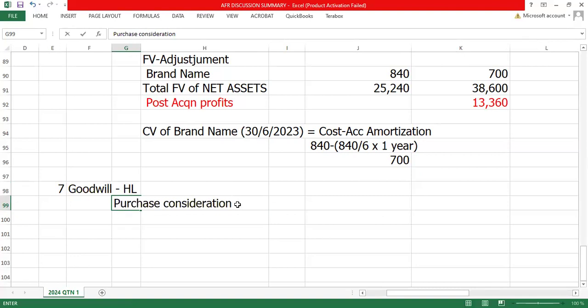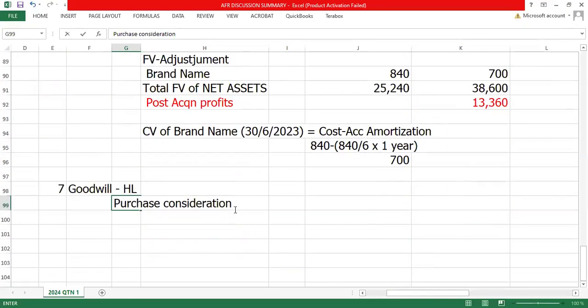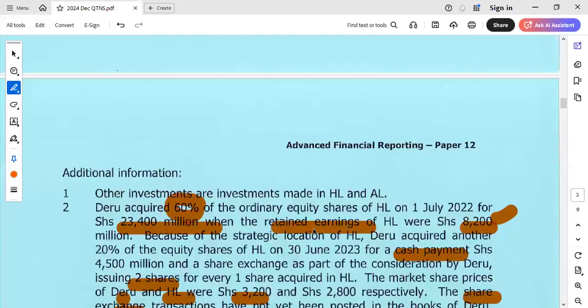Purchase consideration. What is your purchase consideration? How much did you pay? How much did you pay to acquire that 60%?